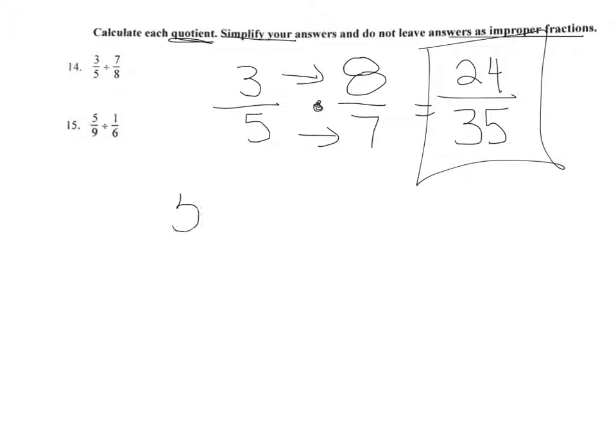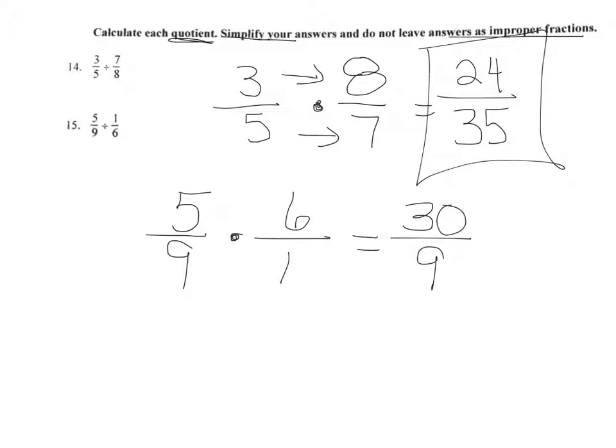So we're going to do the same thing for 15. We're going to do 5/9 times, and the reciprocal of 1/6 is actually 6, but we're going to write it as 6/1. And then 5 times 6 is 30. And then 9 times 1 is 9. So 9 will go into 30 3 times with 3 left over. So 3 and 3/9, which can also be simplified to 3 and 1/3.